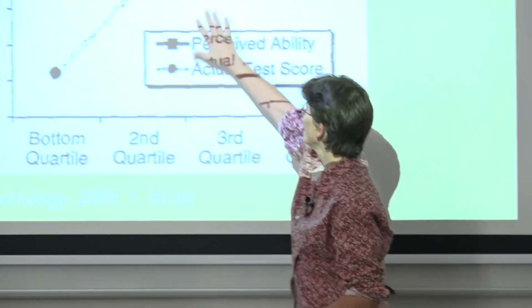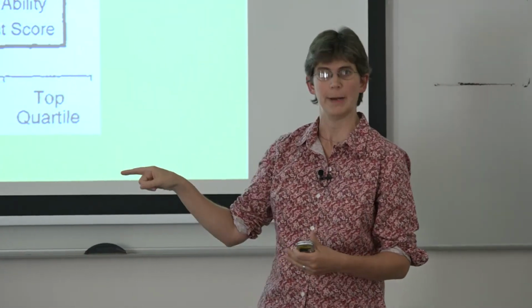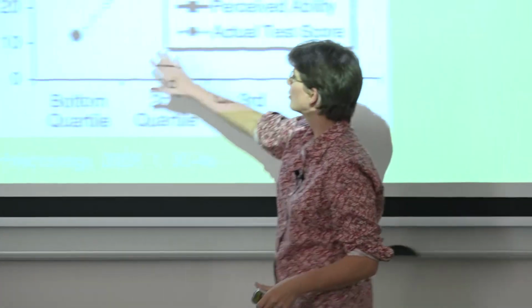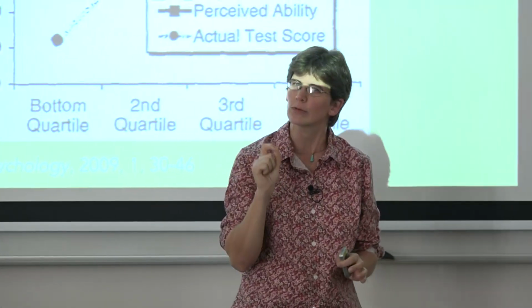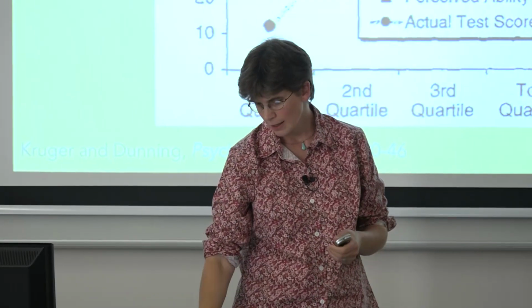And the students on the right half of the distribution corrected their impression. They said, oh, okay, I see that that's a better answer than mine. But these students had no ability to even recognize a higher quality answer as being higher quality.